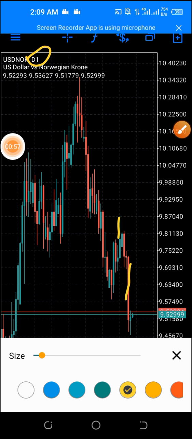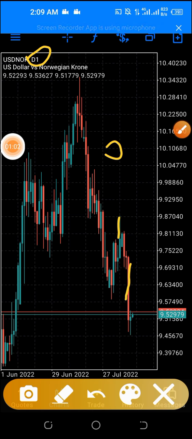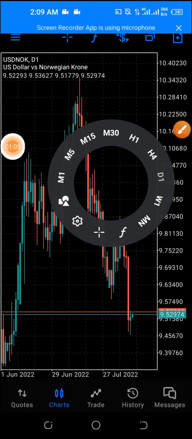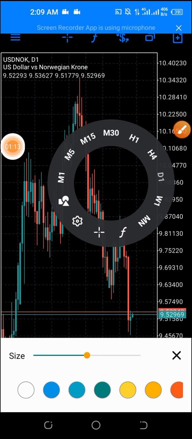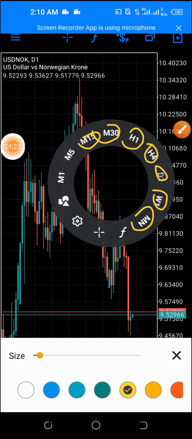That's the time frame. You just have to tap your screen and you will see other options. You see D1, you see W1 is weekly. You see all this month, week, day, 4 hours, 1 hour, 30 minutes, 15 minutes, 5 minutes. M1 is 1 minute. So you can pick up some drawing line, but it's not necessary in this tutorial though.